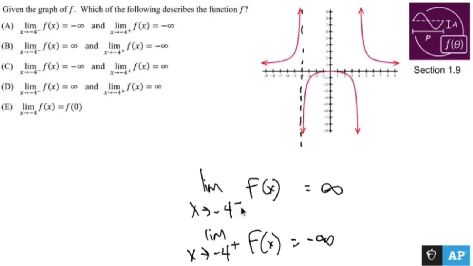So I need the one where from the left you go to positive infinity and from the right you go to negative infinity. So not you and you, right? From the left you go to positive infinity and from the right you go to negative infinity. So B is going to be my guy.